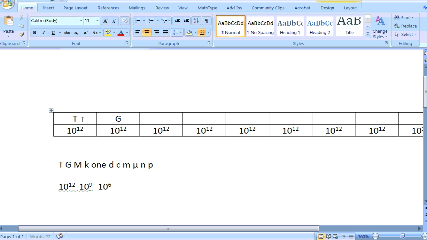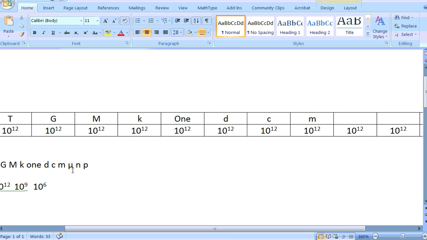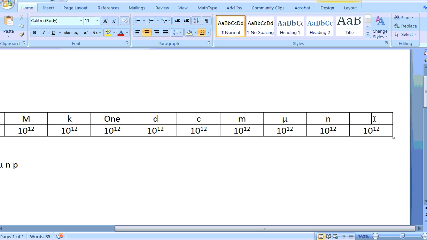The Great Mega King one day caught me microwaving nasty pizza. It's a short D, little k. And these are negative 9, negative 6.